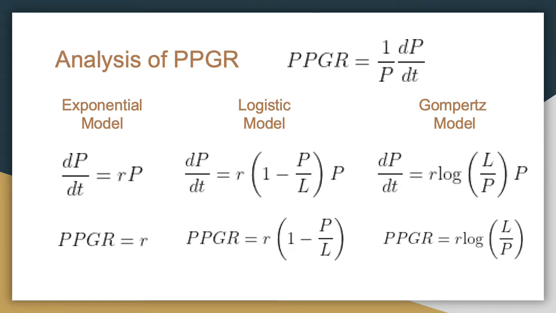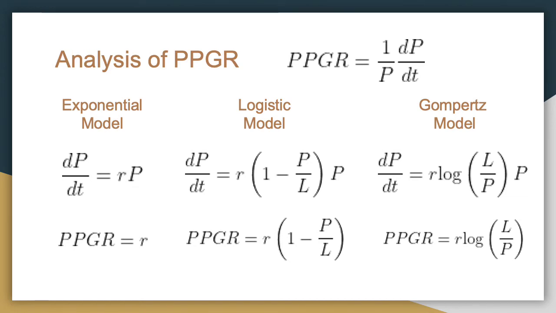Now let's go on to a mathematical analysis of Ppgr. As a reminder, Ppgr measures how much one unit of population, in this case one human, contributes to growth in the population. In order to find the Ppgr for each of our models, we need to use the equation Ppgr equals 1 over p times dp over dt.